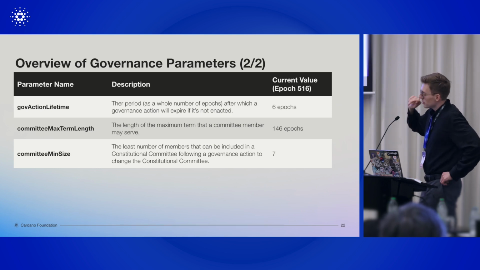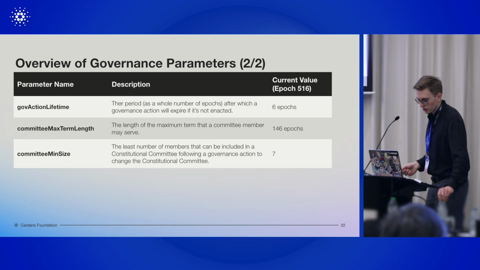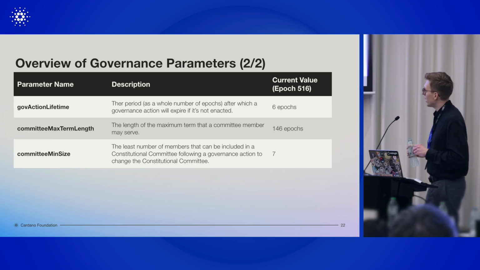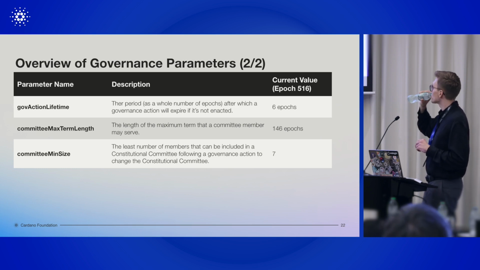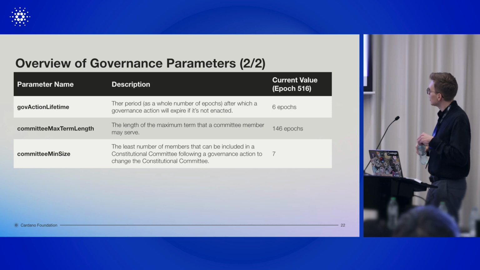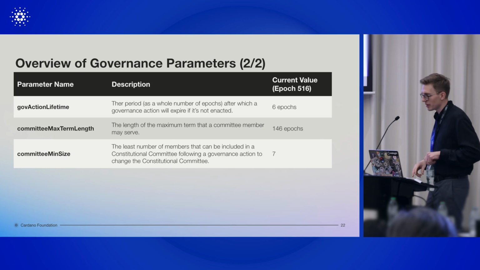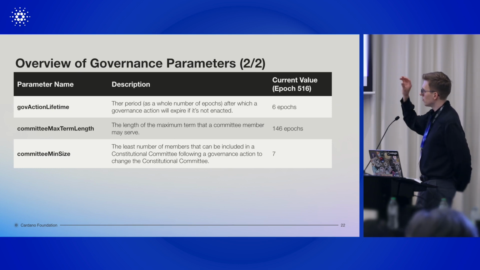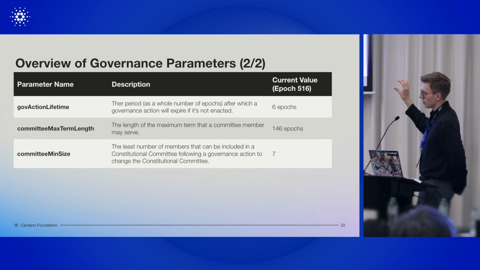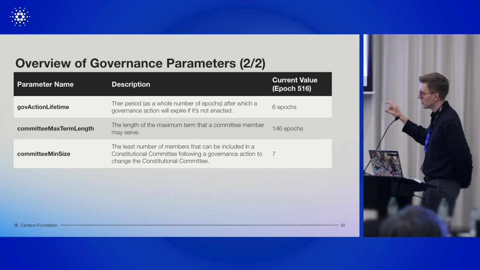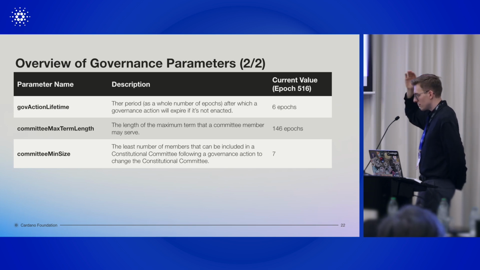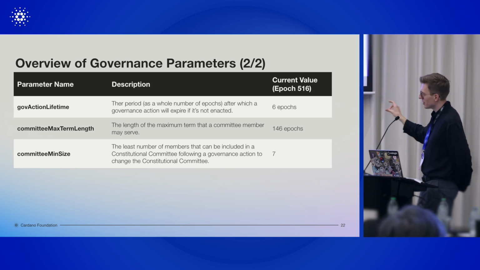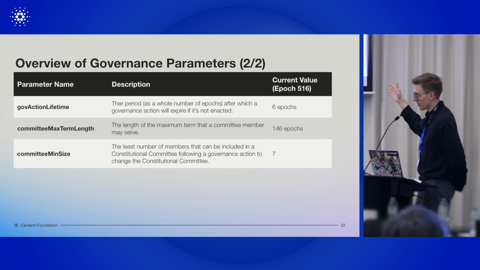Then there are 2 other parameters that affect the constitutional committee. That is the committee max term length, and that is the length in epochs, the maximum term that a committee member may serve. And the best way to think about this currently, each constitutional committee member has a credential that is specified in the Conway Genesis file. And next to that credential, there is a number. That number is an epoch number.